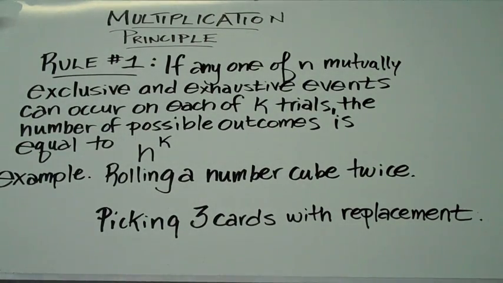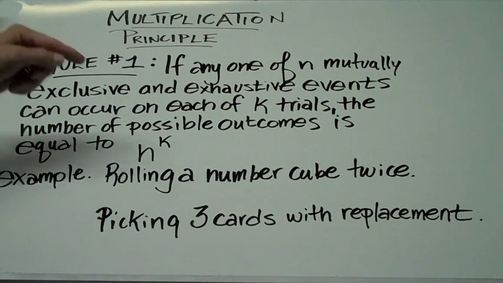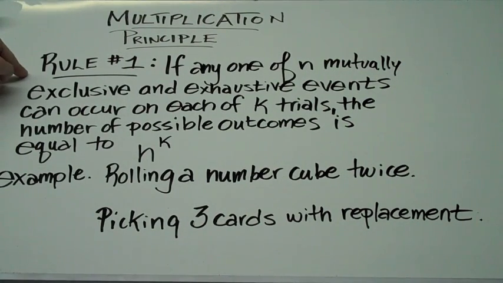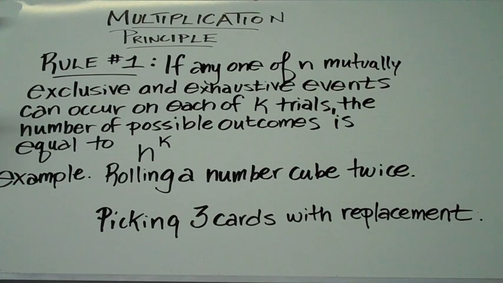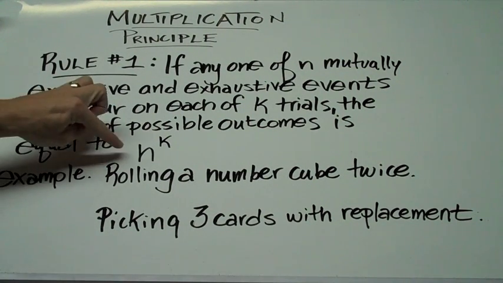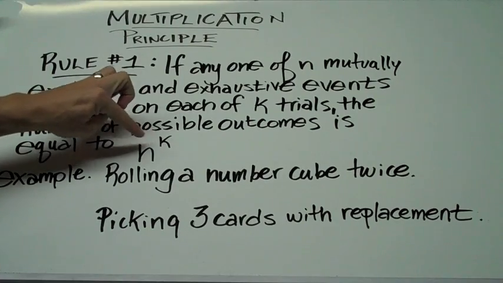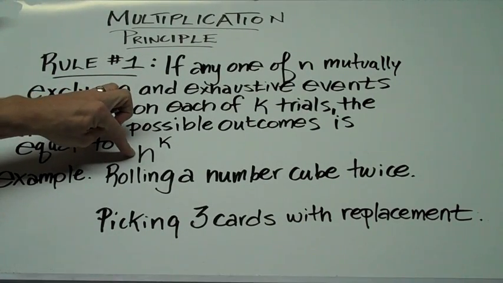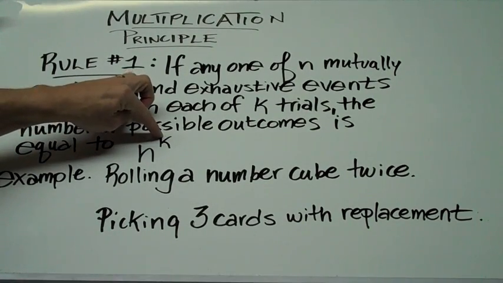We can begin our discussion of permutations and combinations with the multiplication principle. This principle has three rules. Let's talk about rule 1 right here. Rule 1 says, if any one of n mutually exclusive and exhaustive events can occur in each of k trials, the number of possible outcomes is equal to n to the k. n is the number of possible outcomes, k is the number of trials.